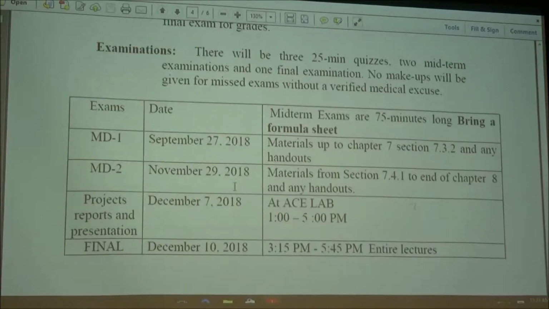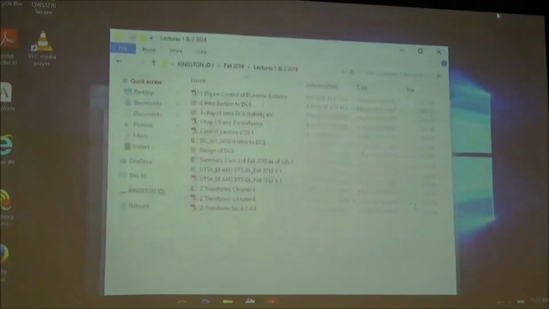Here are the times for the two midterms, September 27th and November 29th. And on December 7th, we have at the ACE Lab projects, reports, and presentation. Each group will have 20-25 minutes to present, and the final exam will be 2.5 hours on December 10th. So much for the logistics, and of course, if there are any additional changes, I will keep you posted.